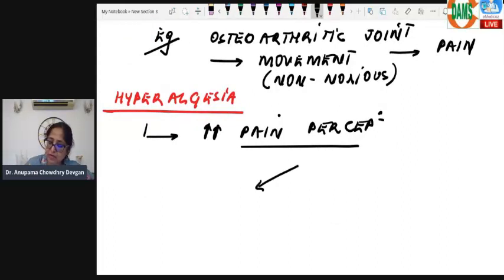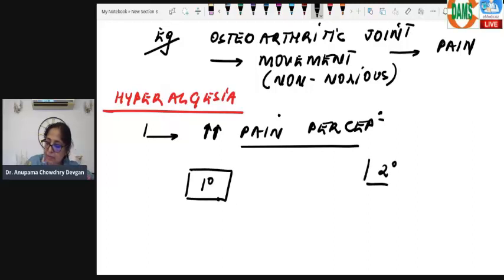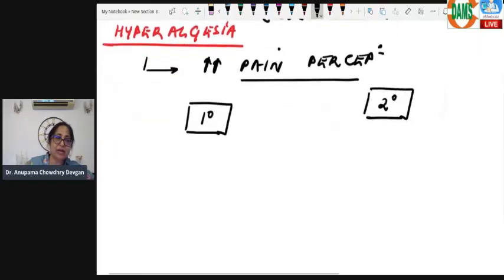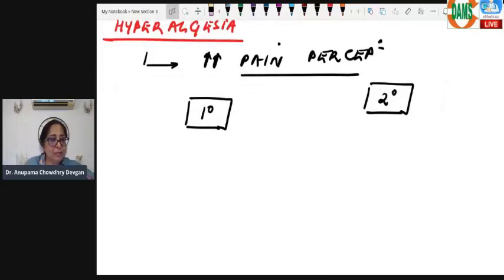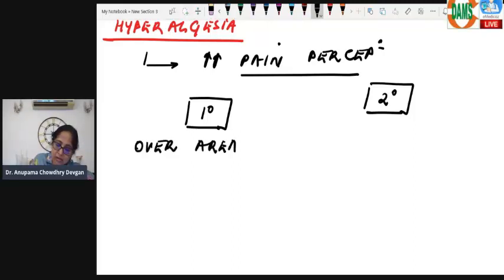There are two types of hyperalgesia. You've got a primary hyperalgesia and you've got a secondary hyperalgesia. Now, what is primary hyperalgesia? Primary hyperalgesia is over areas of tissue damage.